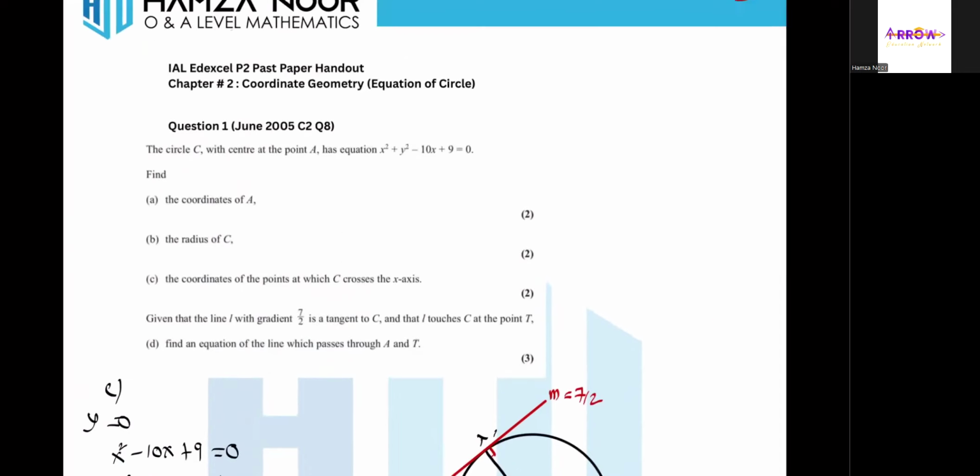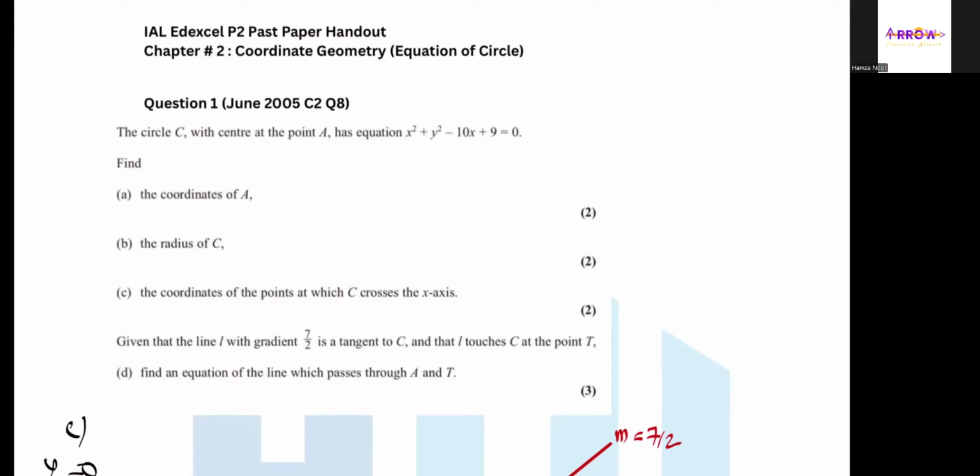Then in part D, it says that given that the line L with gradient 7 over 2 is a tangent to the circle, and the line L will basically touch the circle at point T. Okay. The requirement of part D is to find an equation of the line which passes through A and T.